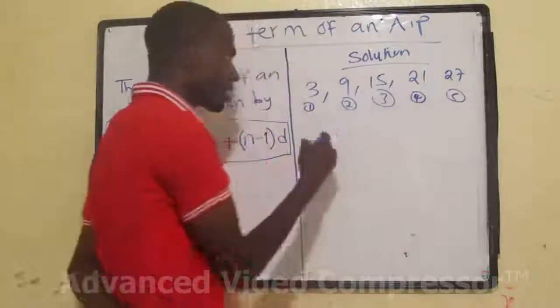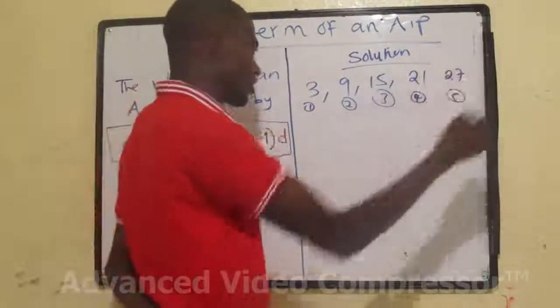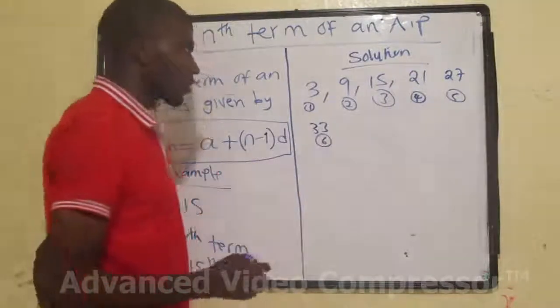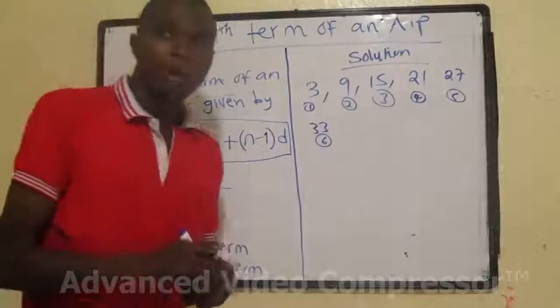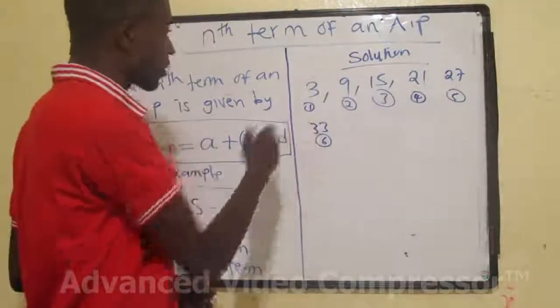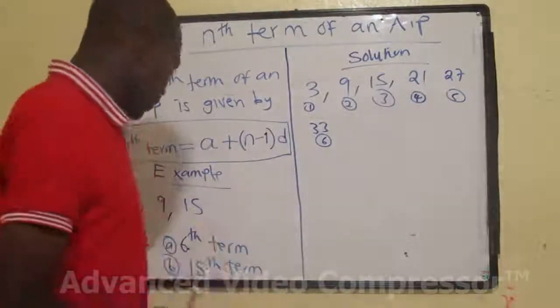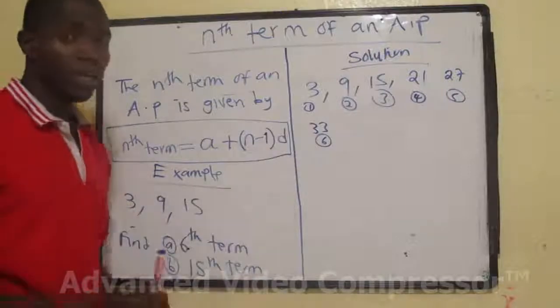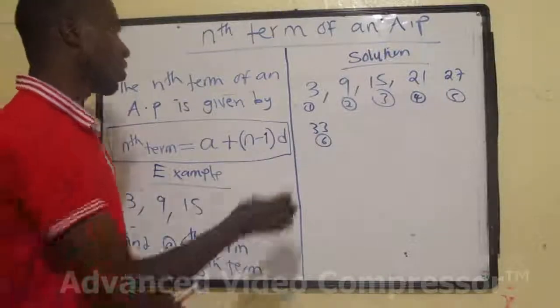What is our term number 6? We add 27 plus 6, and the answer is going to be 33. This will be our term number 6. So by constantly adding the numbers, the answer we find is 33. What if we use this formula? Is it going to give us the same answer as 33? Let us check it out.